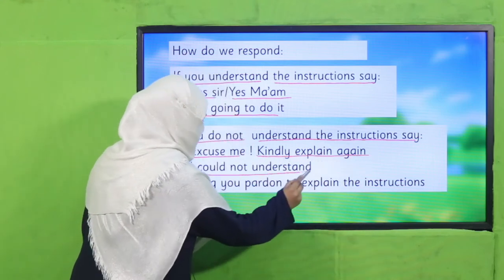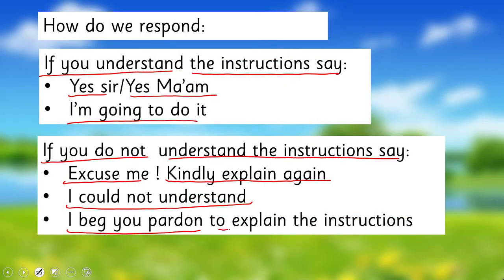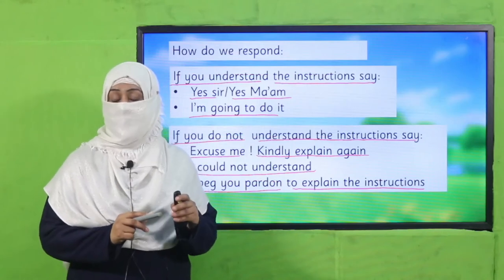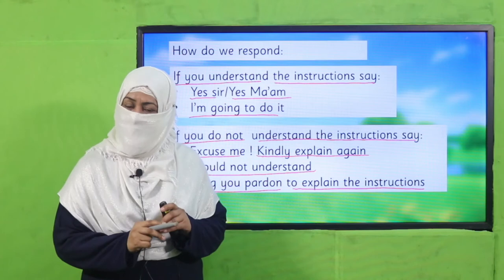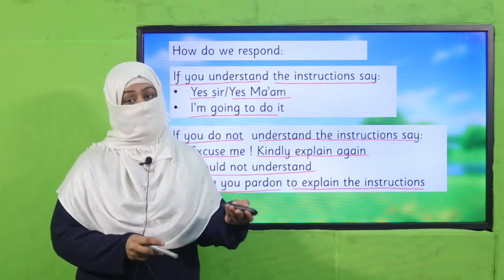I could not understand. I beg your pardon, please explain the instructions again, right? So this is better: whenever you understand something, it's wonderful. But if you don't understand, we should know how to respond. You should say, "Excuse me, I could not understand." It's okay. So the person who is telling you can explain again.